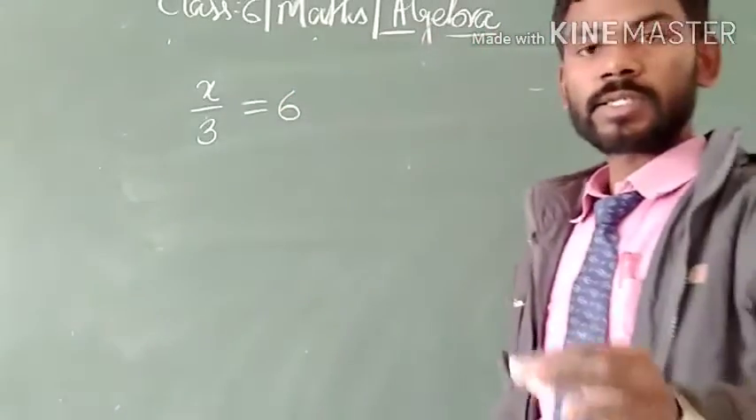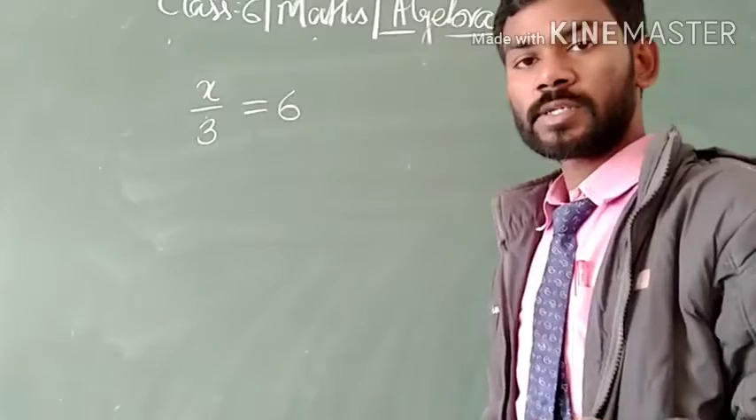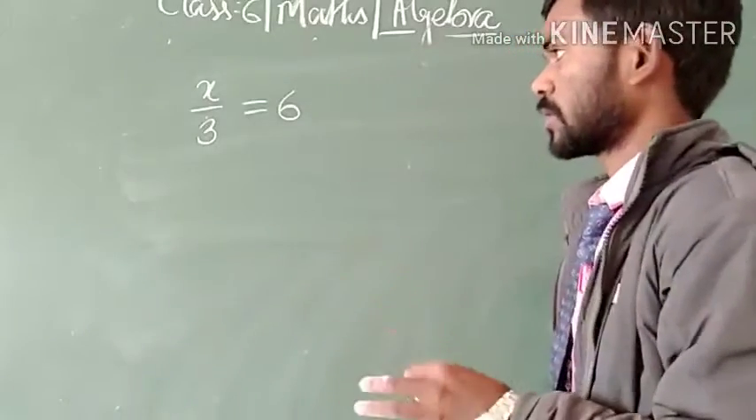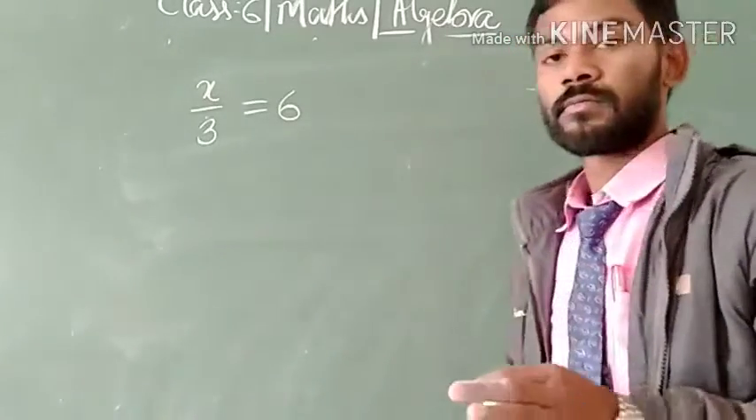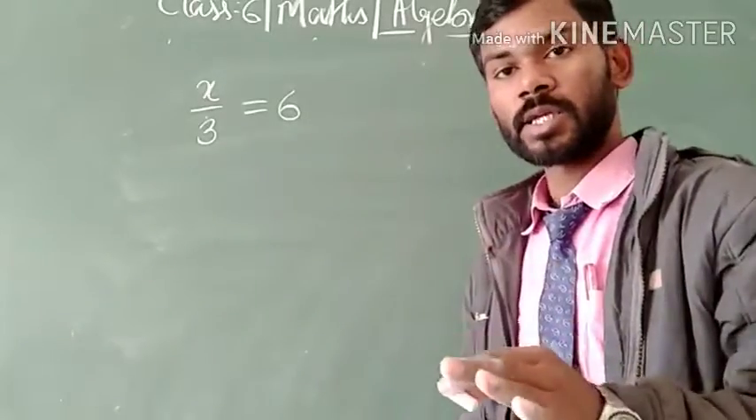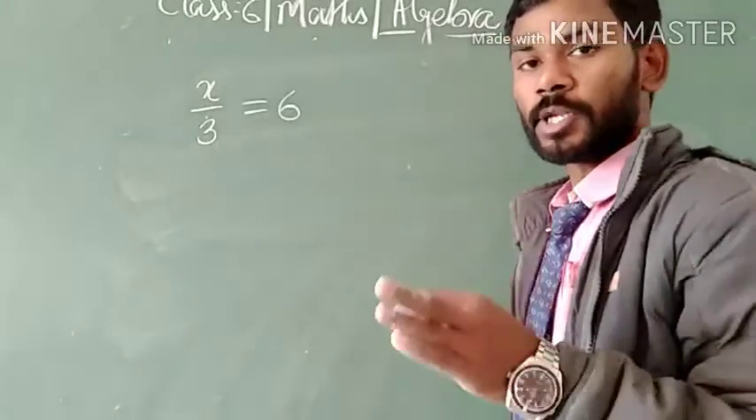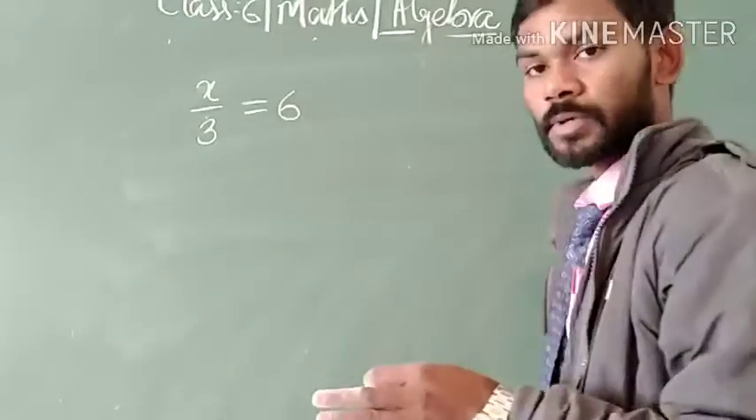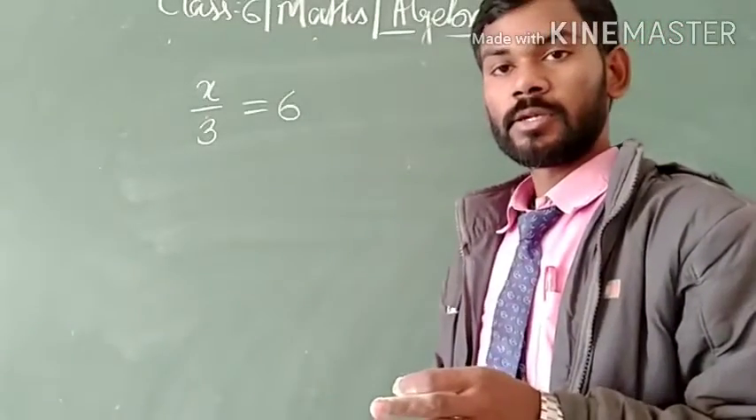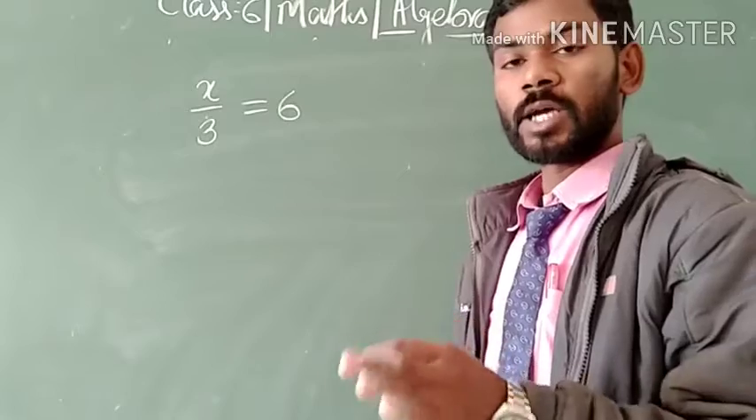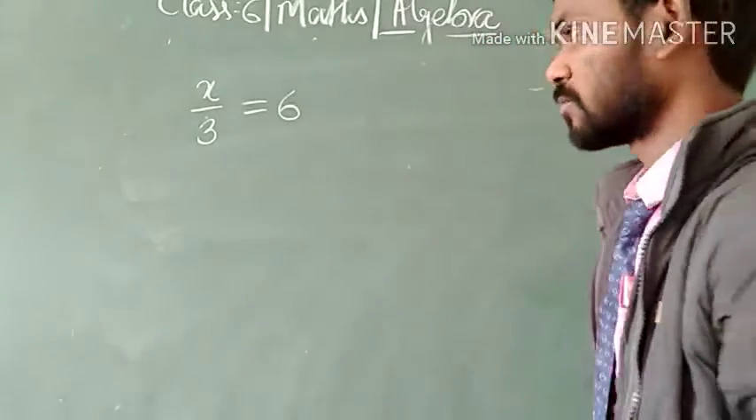The question is very easy. Just try to understand what the question wants to say. Here, x is combined with 3 with operation of divide. Therefore, we shall operate the operation which is opposite to divide, and it is multiply.